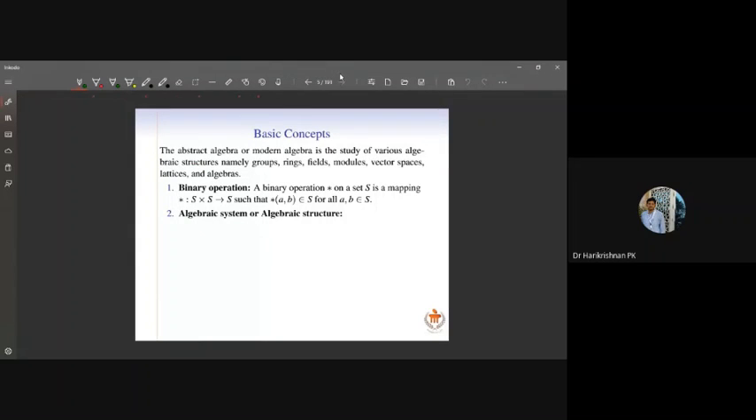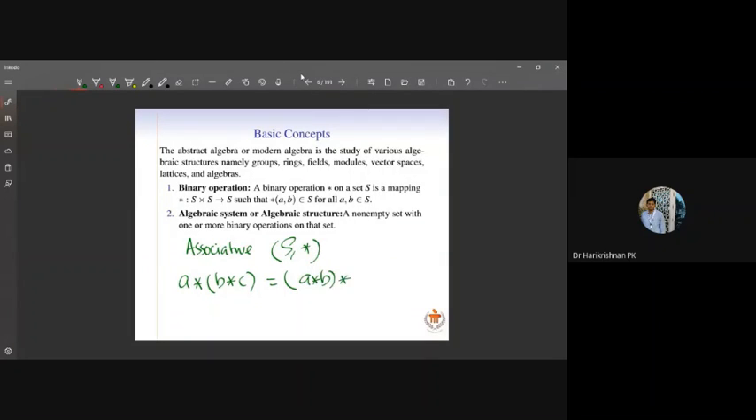Once you have an algebraic structure, you have a non-empty set together with a binary operation on it. If that binary operation satisfies the associativity property, what do we mean by associativity on a non-empty set? If (S, star) is the given algebraic system, then a star (b star c) should be equal to (a star b) star c. If it is true for any three elements from the given set, then such an algebraic system is called a semi-group. A semi-group means an algebraic structure in which the binary operation is associative. So now we have a special structure called a semi-group, in which the binary operation is just associative.